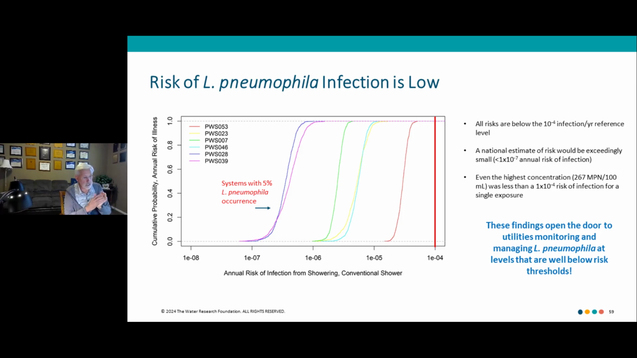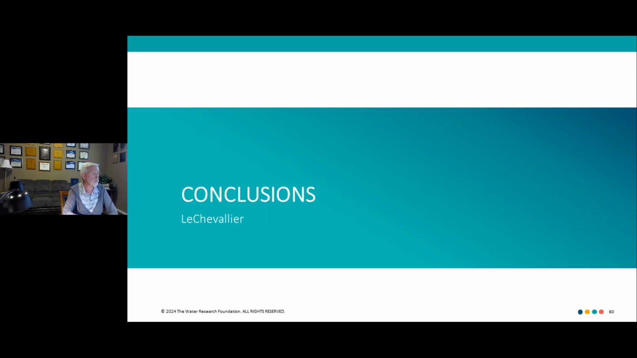So we think that these data are good for utilities because it opens the door to utilities doing monitoring, managing the occurrence of Legionella, most of the time below 1 per mL or 100 per 100 milliliters, and being able to see that occurrence and manage that by flushing and managing disinfectant residuals and doing all the things that Tim had just talked about, and still have a management plan for Legionella that is still way below the risk thresholds that we would commonly use for water regulation.